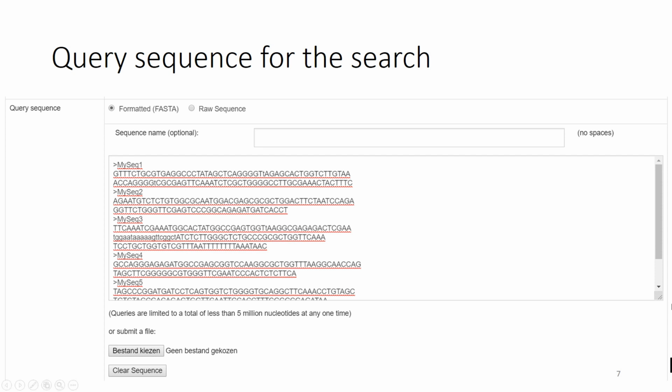This is the part of the input page where you can upload your FASTA file or multi-FASTA files. You could also just copy paste the sequences in the given space.